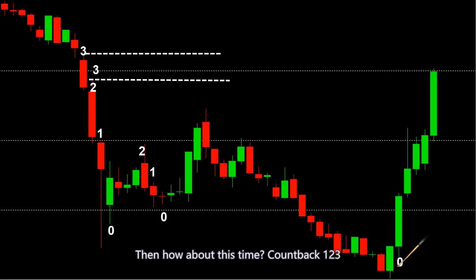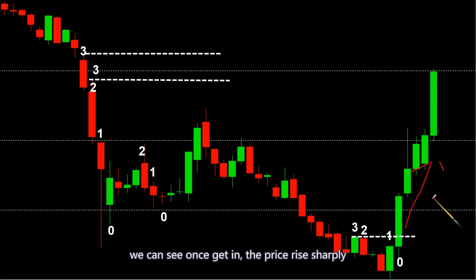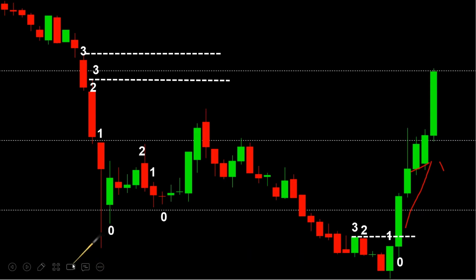Then how about this time, Countback 1, 2, 3? The real pressure line has been broken through, right? So we can get in. Once getting in, the price rises sharply. Are you happy? Yes. Trading stocks can also be so simple and happy.